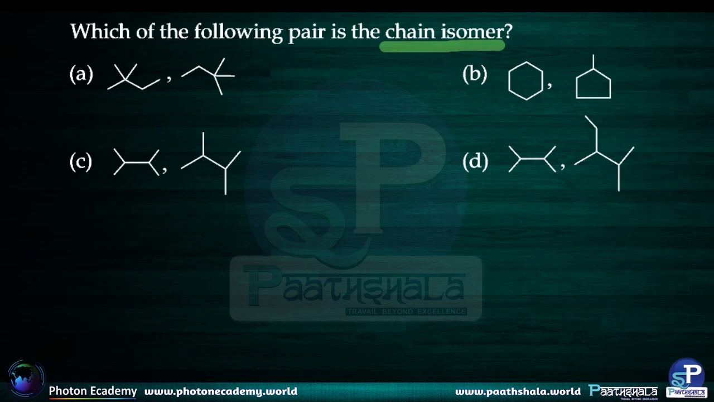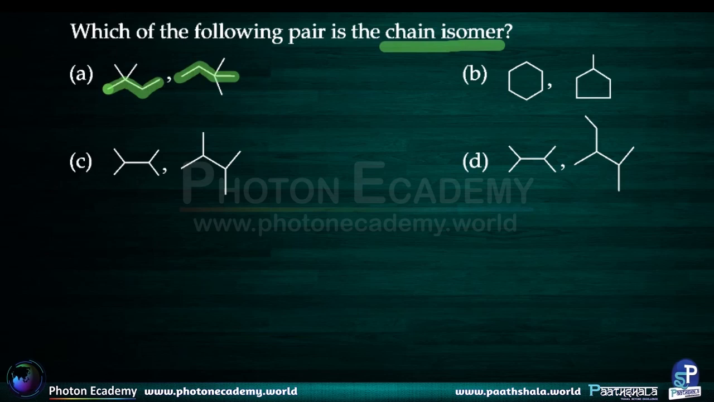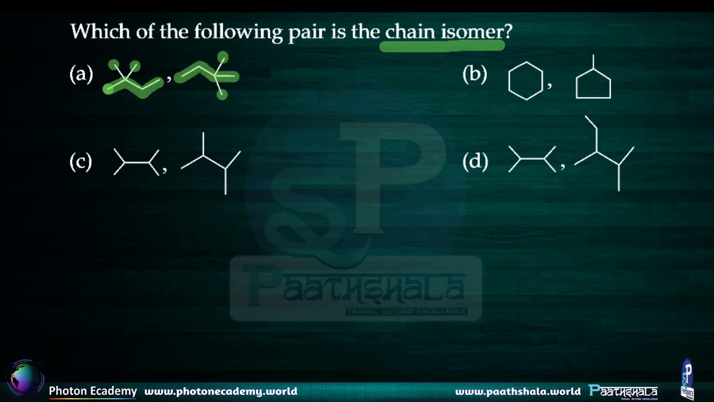In option A, we are able to see that the parent chain in both compounds of the pair consists of 4 carbon atoms, and 2 methyl groups are attached to the same carbon atom. When we number the parent chain as per the IUPAC system, we observe that the methyl groups are linked to the second carbon atom of the parent chain. So we can say that this pair does not represent chain isomers.